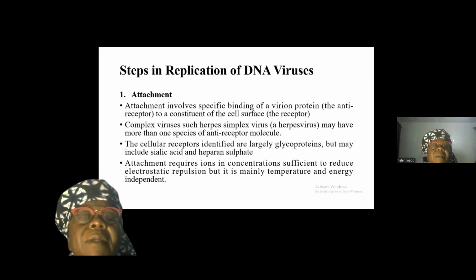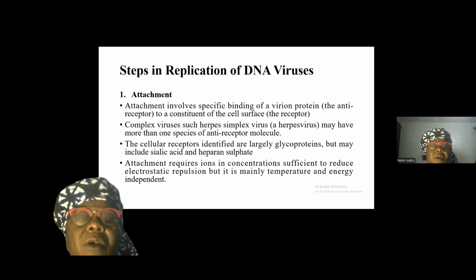There are several steps in replication of DNA viruses. The first step is attachment. Attachment involves specific binding of a viral protein, usually referred to as the anti-receptor, to a constituent of the cell surface, which is the receptor. Complex viruses, such as herpes simplex virus, HSV, may have more than one species of anti-receptor molecule.